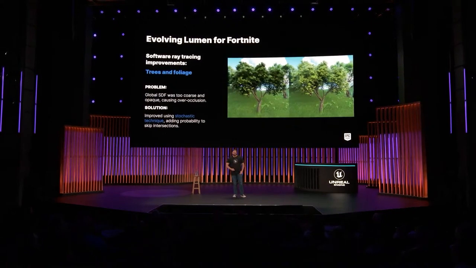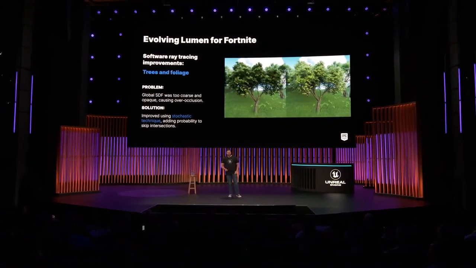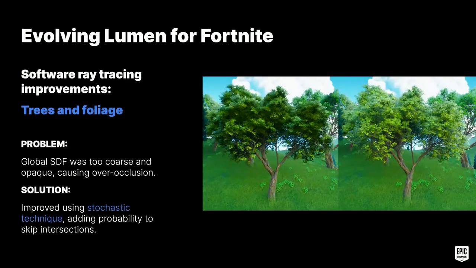The approximate nature of software ray tracing introduced several challenges. The coarse and opaque nature of the global signed distance field presented some over-occlusion issues with the trees and foliage. We developed a new stochastic way to intersect the SDF, where a choice is made at each step of the ray march whether or not to intersect. This more accurately models the aggregate nature of the canopy.